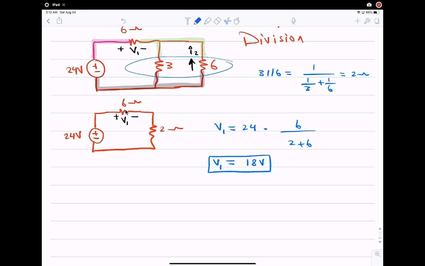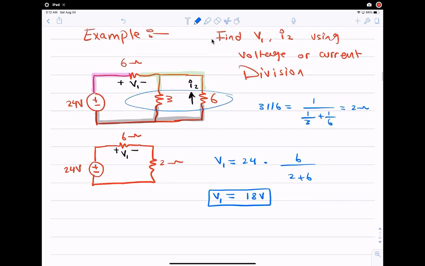Alright, now to find I2 using current division, because he asked for using voltage and current division to find V1 and I2, I should find the current that is entering this node. Since I have the voltage V1 and I have the 6 ohm, wouldn't it be possible to find the current I1 which flows through the 6 ohm? Yes, it is possible. So I'm gonna call it I1.